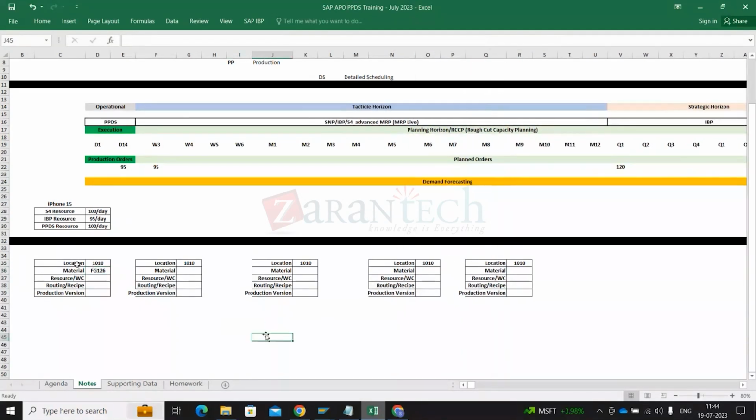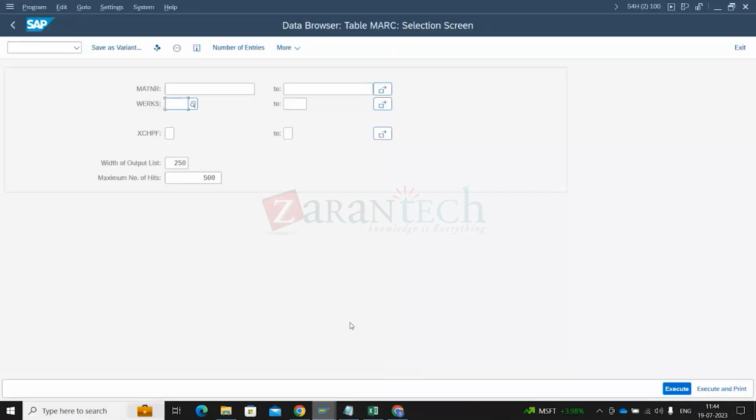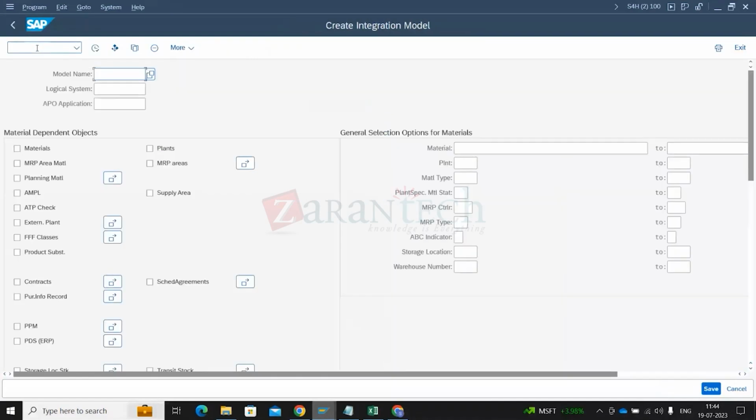But the next step is to send this material to PPDS. Sorry, to send the location to PPDS. Both things are selected, but to send it, if it was the age of your regular APO based PPDS, what would you do? You would go to CFM1. Transactions are there. Still you would select the plant. You would put the plant here, generate this integration model, activate this integration model, right?